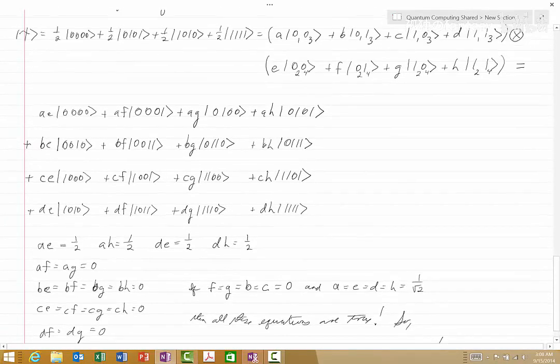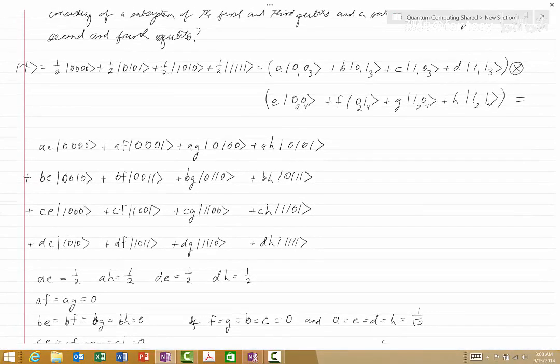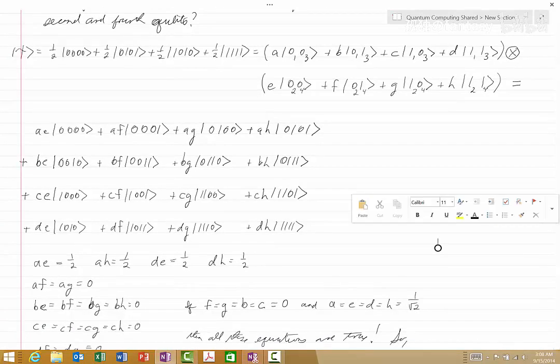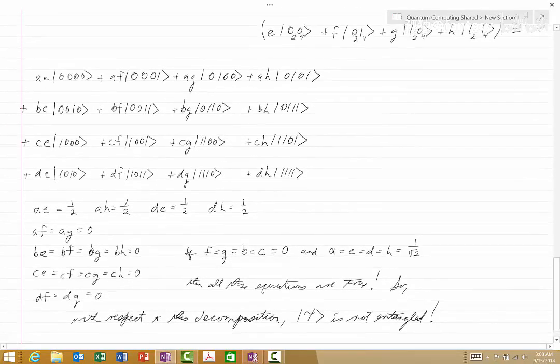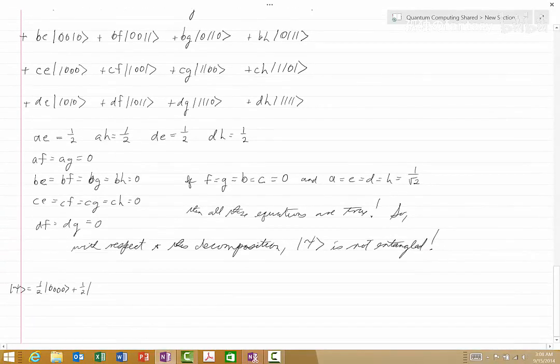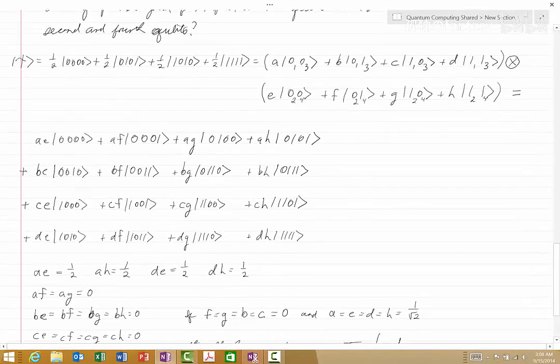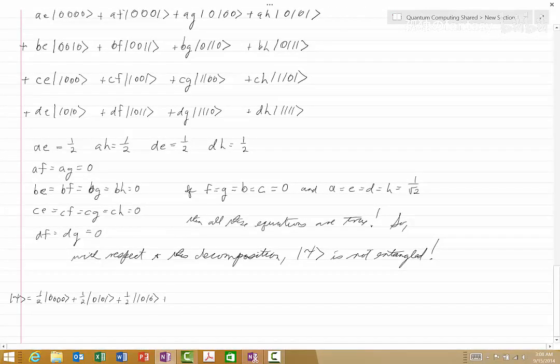And let's just, for the sake of completeness, write this down, and I think it will be a little easier to see then. Remember that C is 1/2 of 0, 0, 0, 0 plus 1/2 of 0, 1, 0, 1 plus 1/2 of 1, 0, 1, 0 plus 1/2 of 1, 1, 1, 1.